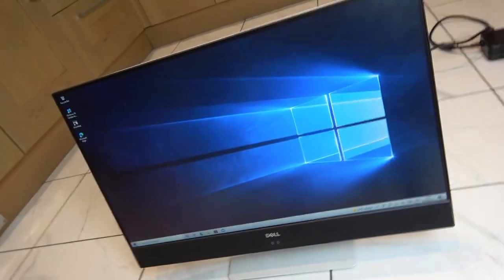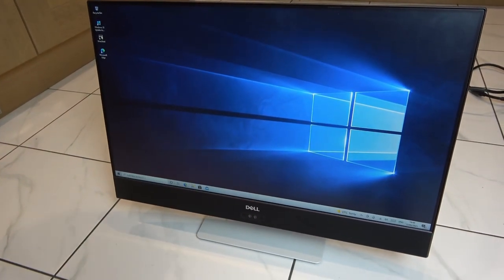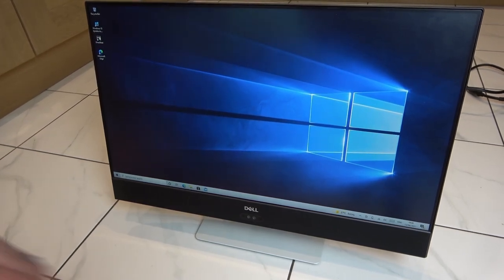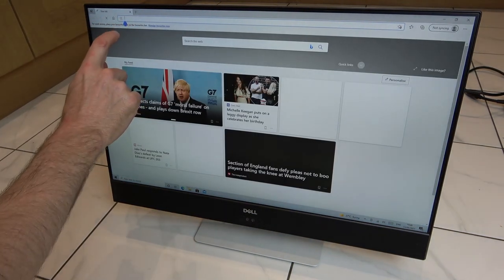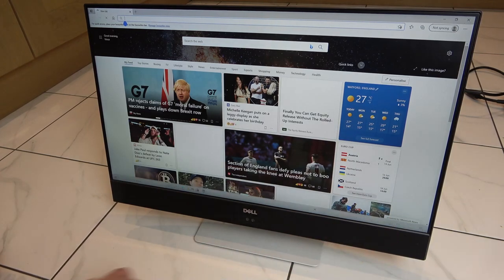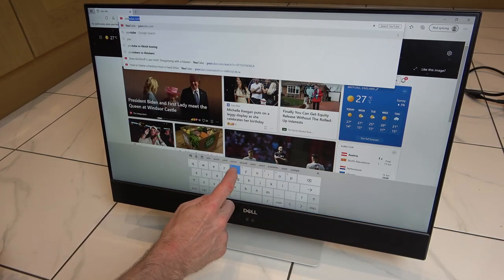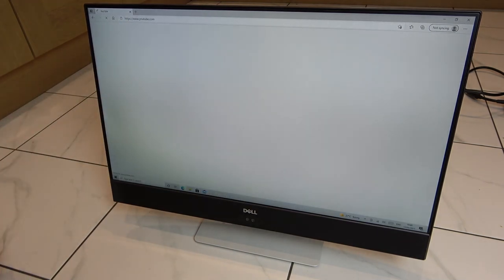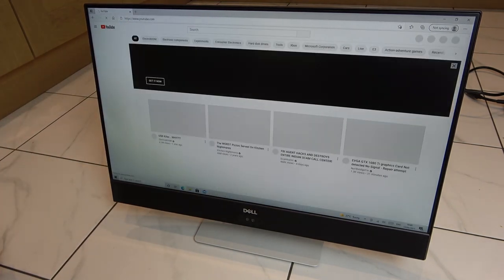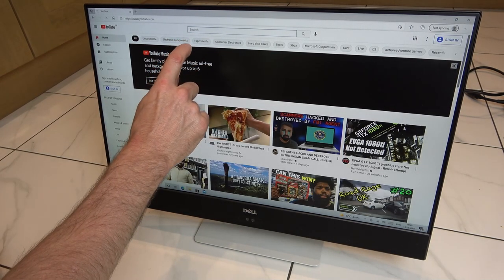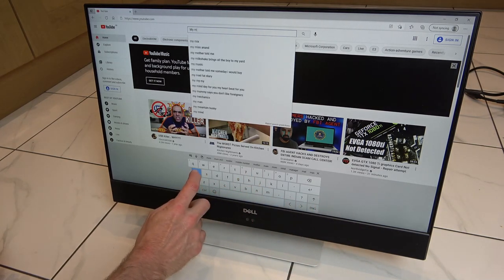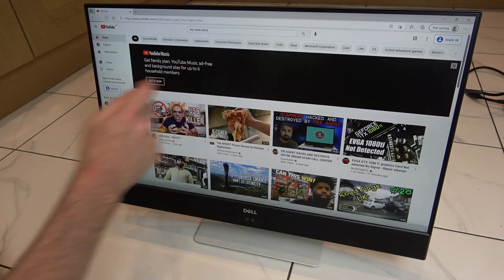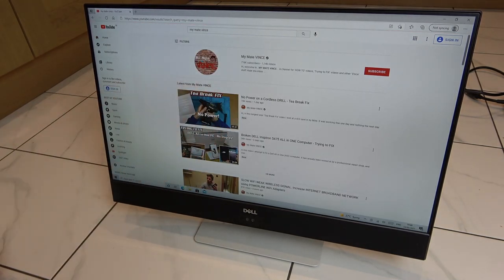Right, and I'm just going to show you the screen working now without any keyboard. So let's try to get over to YouTube and my site without using the keyboard. So bring up the keyboard down here. And there we have it, fantastic.